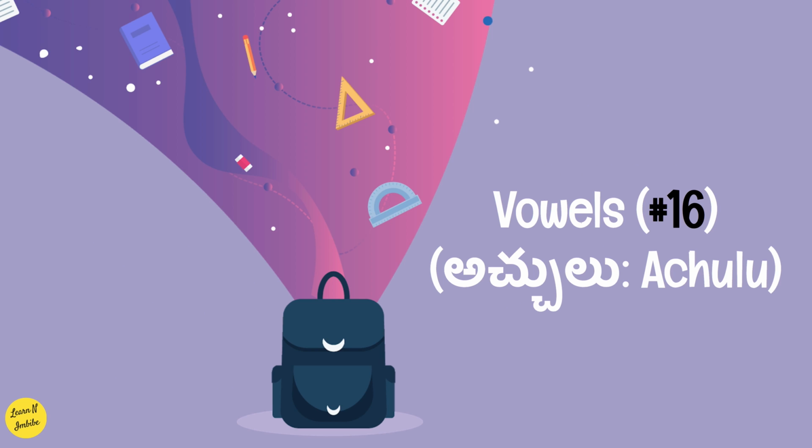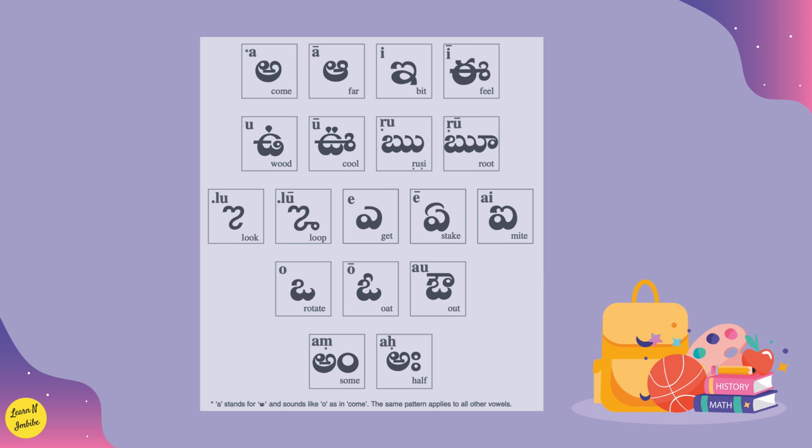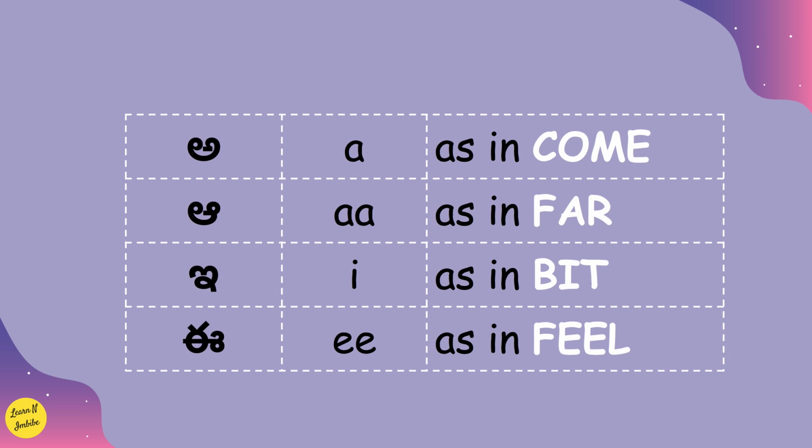As I said earlier, vowels are totally 16 in number. In Telugu, they are known as Achulu. So this is a basic chart or overview of the vowels. Let's get into detail. Here I'm going to tell you the phonetic sounds so that you can correlate with the examples provided here. The first letter is A as in come. When you pronounce the word come, you can feel the phonetic sound A in the letter.